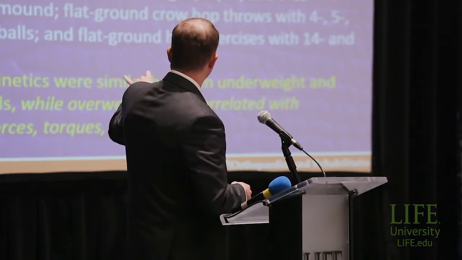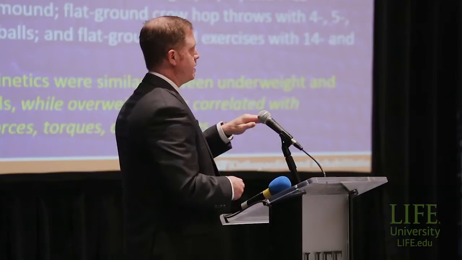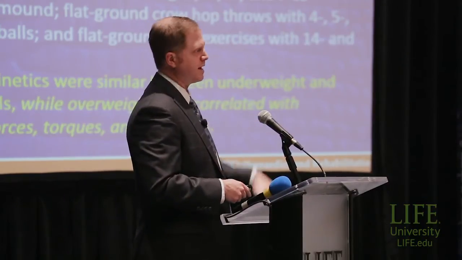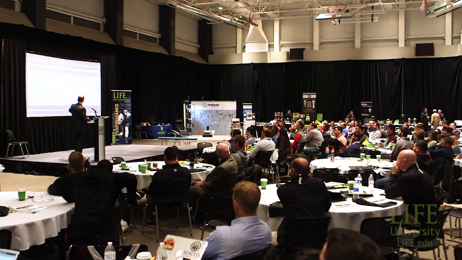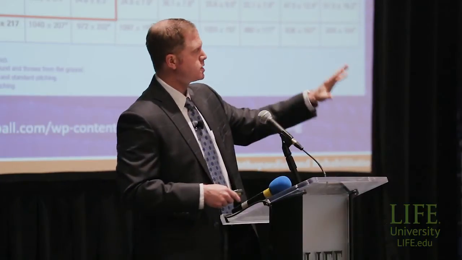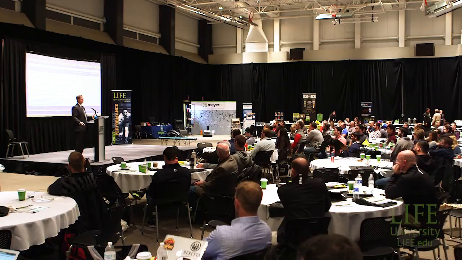What they found is that the kinematics and kinetics were similar with underweight and with average baseballs, but with the overweight baseballs, everything actually decreased. And you don't really have to memorize this or even try to read this, but the point of this is that everything with a heavier ball, the stress went down. That makes sense, right? You can't throw something as hard if something is heavier.